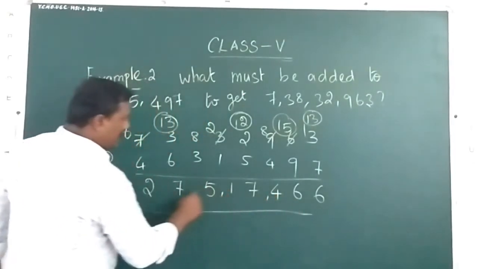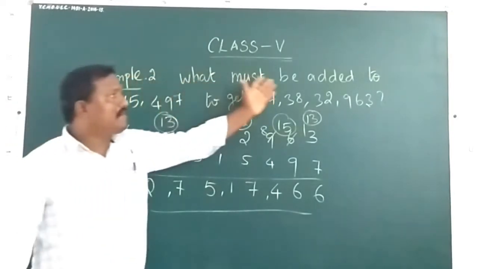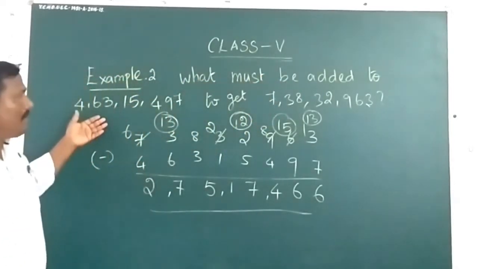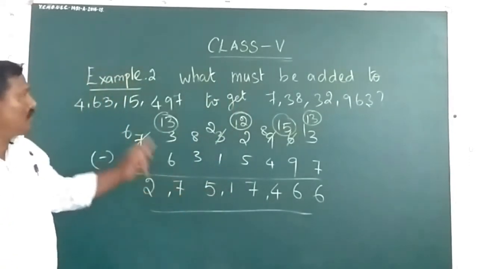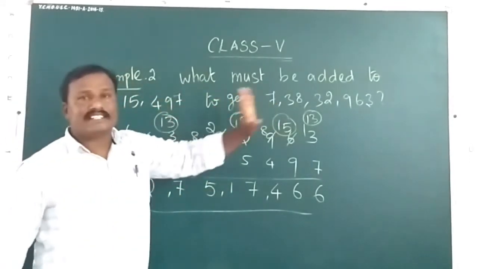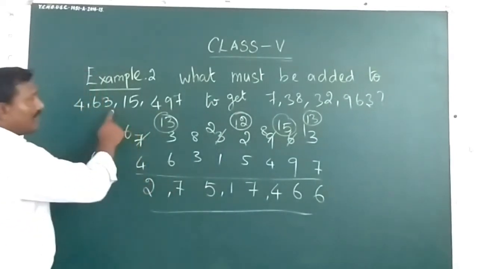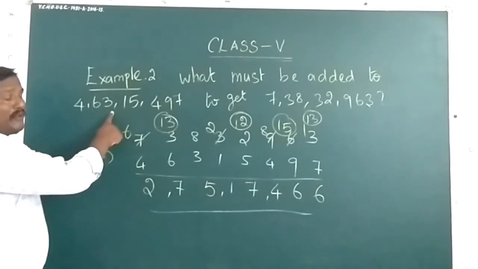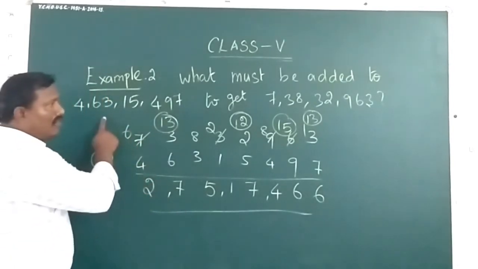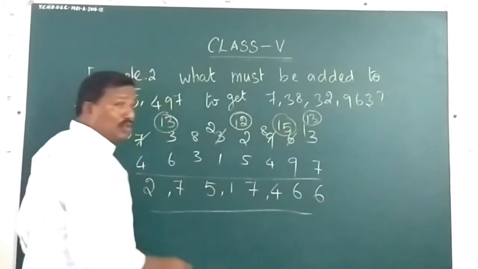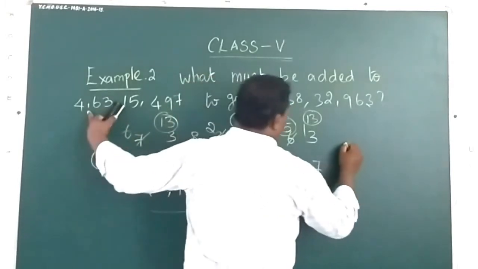This is the second number. I find it easily. They ask what must be added to this number to get this number. If you add this number to this number, we can get this answer. Do you want to check? See, this is the first number, the minuend. This is the second number, the subtrahend. If you add both, we can get this number. Do you want to check? So I will write the minuend first.